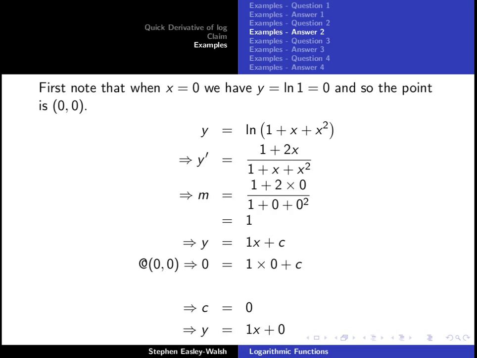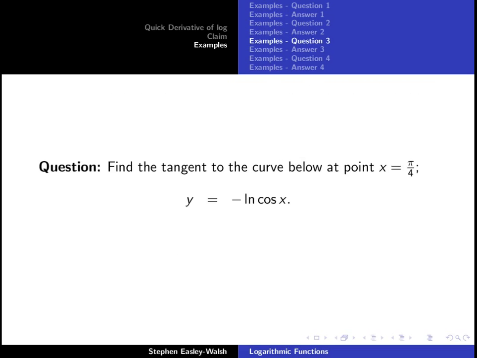Here's one I'd like you to try. Find the equation of the tangent to the curve below at the point x equals pi over 4, and the curve is y equals minus log cos x. Pause the video, try this example, and resume when you're ready to see the answer.